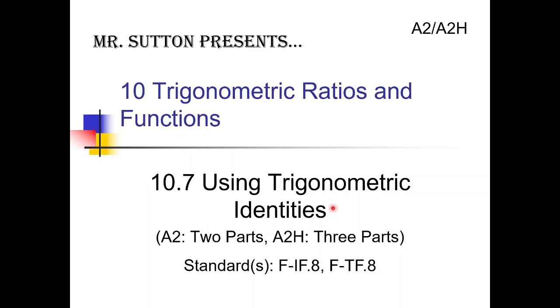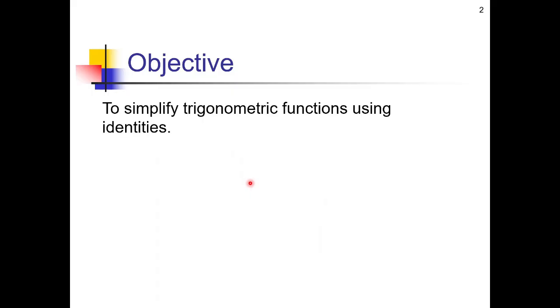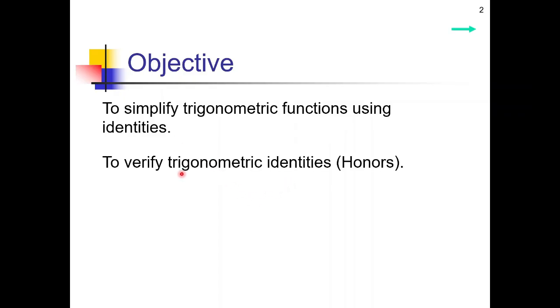This one is going to be a two-parter if you're doing the CP version of the course, and for the honors we will have three parts. In the two-parter part of this, we're going to be simplifying trigonometric functions using identities, and for that third additional part for the honors group, we're going to be verifying these trig identities.